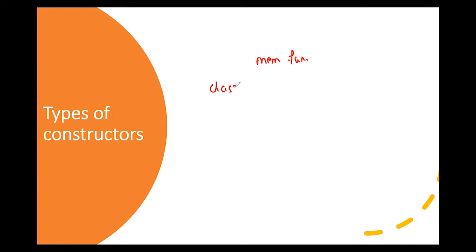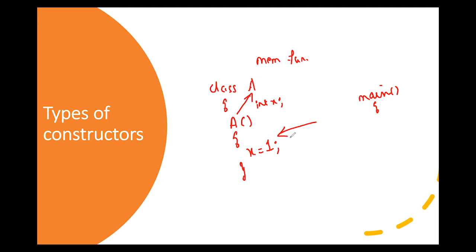For example, if I have a class whose name is A, then I will have a constructor whose name will be the same as that of the class name, and inside this I can initialize the values. For example, if in the private section I have int x in the class, then I can initialize the value for these members. Now when it comes to the main function, this is another important point: how do I invoke this particular constructor function? All I need to do is create an object of this class.